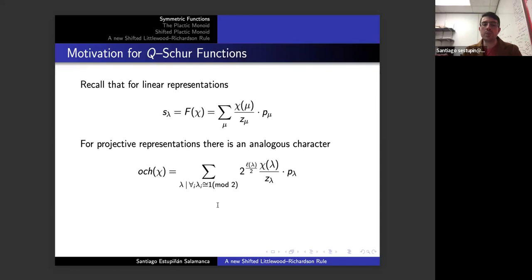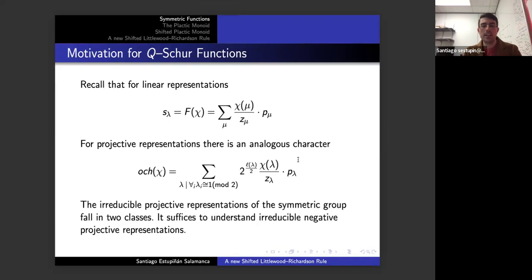And then recalling this connection between symmetric functions and representations, basically through the characteristic map, you can motivate this odd characteristic map. This is kind of the analogous notion for projective representations. So again, you take the values of your character, and you associate all the values of this character to a certain symmetric function. In this case, the scalars are different, but the idea is the same. And again, P sub lambda is the power sum symmetric functions.